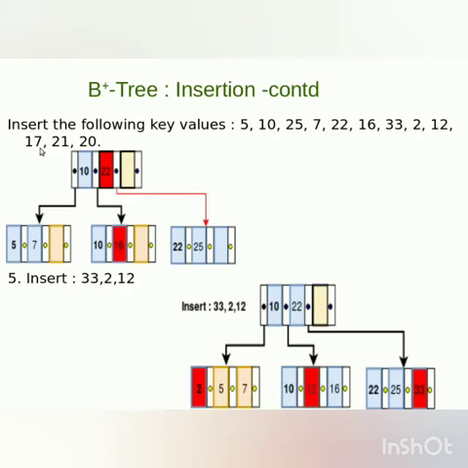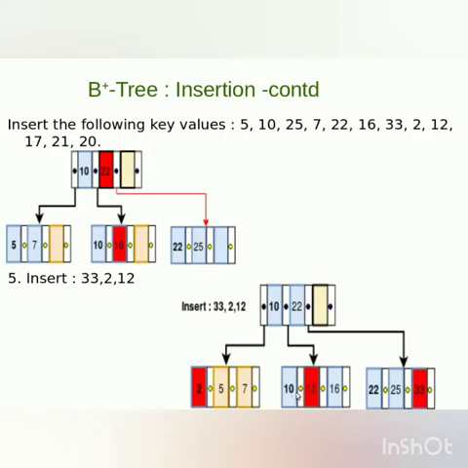What is the value to be inserted next? It's 17. Where to insert 17? We will take the path between 10 and 22. This is the leaf where 17 is to be inserted. There is no space, then it must be split into 2. How to split? 10, 12, 16, 17.